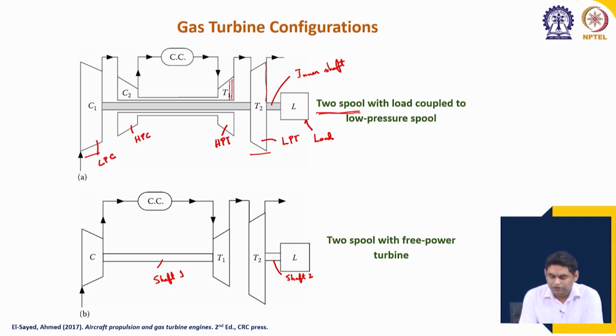Okay. So, in this case the second turbine is fully used only for running the load. That is why it is known as a free power turbine. Now, there are some drawbacks of this system: it will have more capital cost and it will be bulkier because of the additional components that are needed. Okay. The design is more complex also.